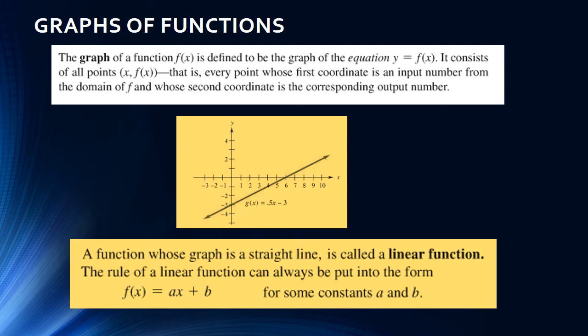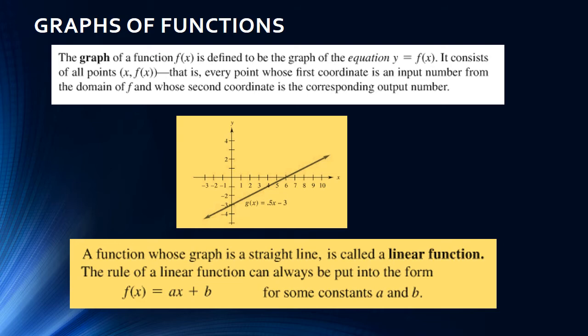So when we're graphing a function, remember we're using the Cartesian system, which is the x and y axis, and it's important for us to remember that f of x is just another name for y. So if we're going to graph a function f of x, this is the same as graphing the equation y equals whatever that f of x equals, okay? It consists of all the points, x and f of x, that is every point whose first coordinate is an input number from the domain, and whose second coordinate is the corresponding output number.